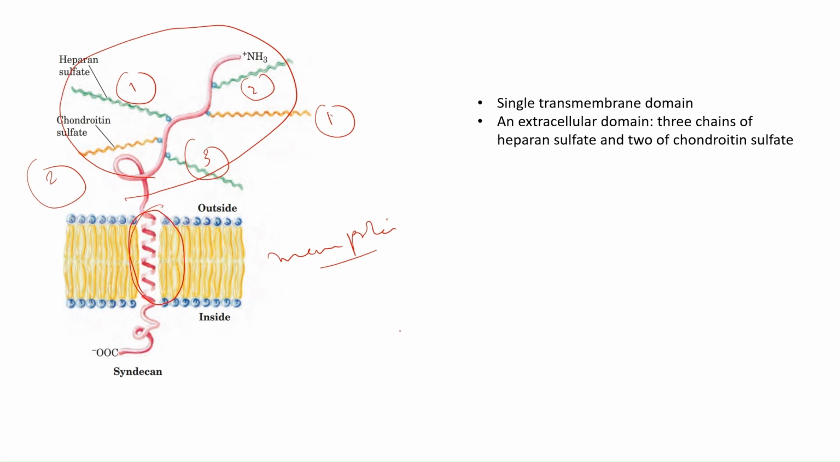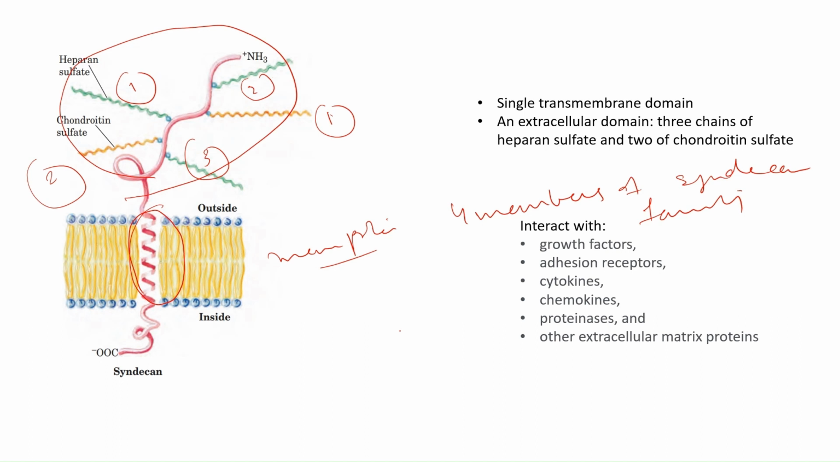In mammals, we have 4 members of the syndecan family which interact with growth factors, adhesion receptors, cytokines, chemokines, proteinases, and other extracellular matrix proteins and alter or help to perform their function.